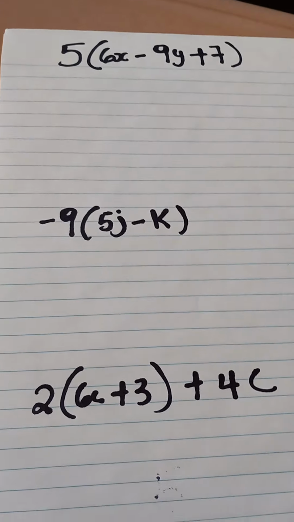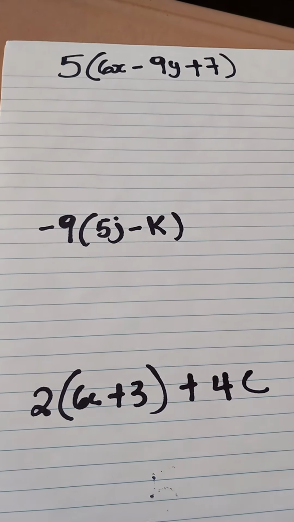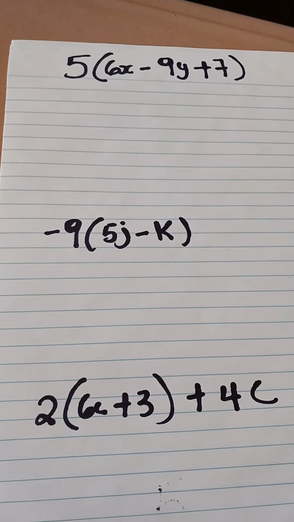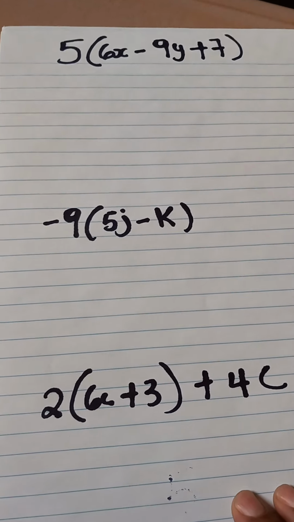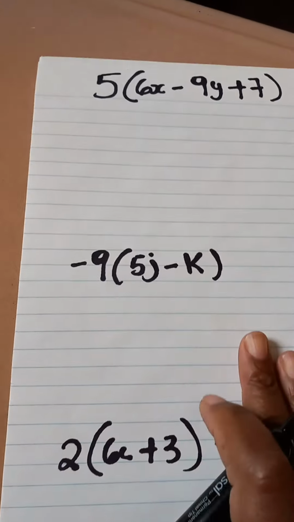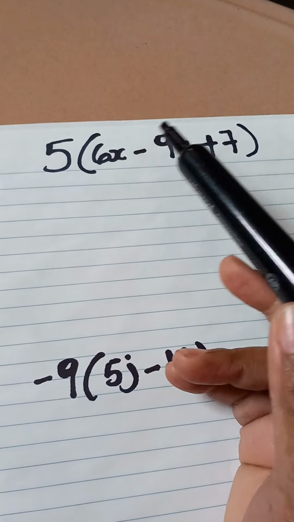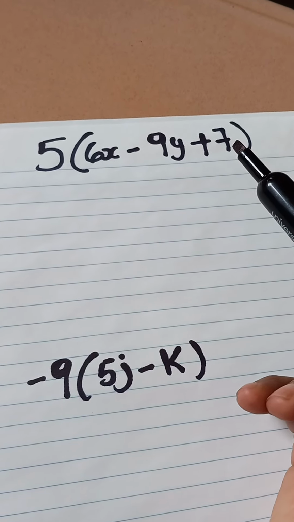In this video, I have three problems. If you notice, all three problems have distributive properties in common, right? So we can start on the distributive property. We're just going to go into the first problem. It has 5 times the group of 6x minus 9y plus 7.